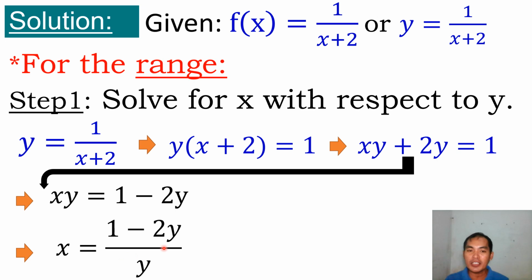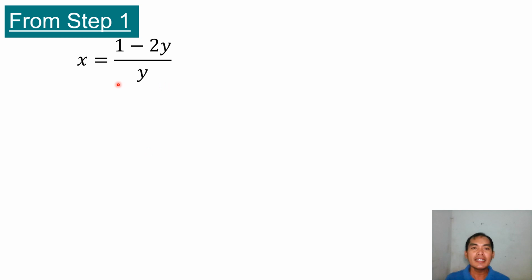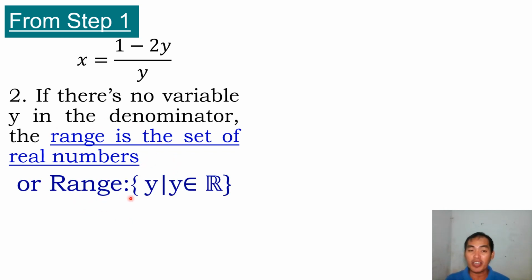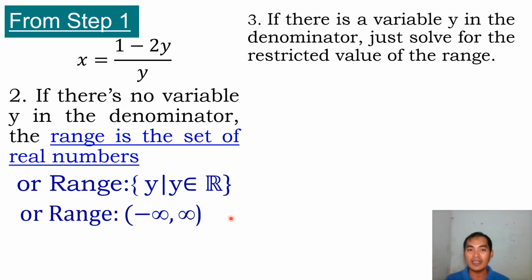So this is your reference in getting the range. Now, this is our reference in getting the range: x equals 1 minus 2y over y. Therefore, if there is no variable y in the denominator, the range is the set of real numbers, which you can express as y such that y is an element of R. Take note that for the range you use variable y. Or by interval notation, open interval from negative infinity to positive infinity.